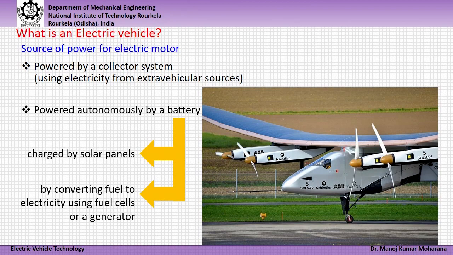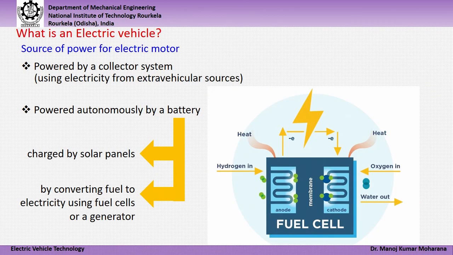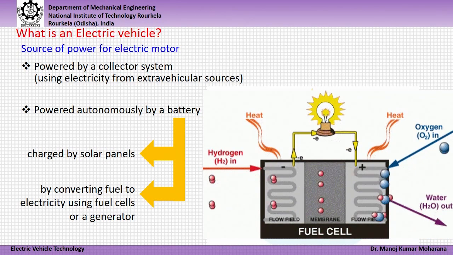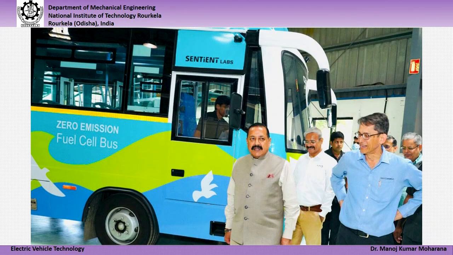And in the second case, we can use a fuel cell, where with the help of hydrogen and oxygen, we will be able to produce electricity inside the vehicle itself, with water as the outlet. Thus, it is in principle zero pollution to run an electric vehicle. Of course, here we are not going to discuss in detail the technology of the fuel cell, that we will discuss later on. This is the photograph of a zero emission fuel cell bus developed indigenously in India in collaboration with Sentient Labs.